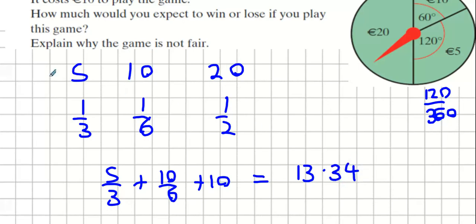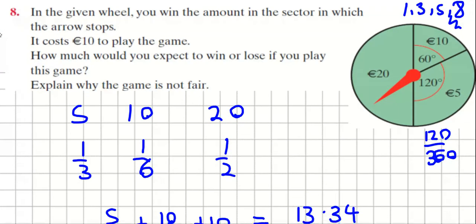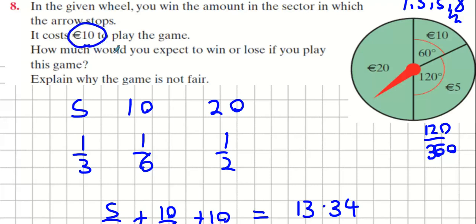And is this a fair game? No, it's bad on the casino, so to speak. They're going to lose money because every single time we pay a tenner, on average, we're going to win €13 and 34 cents. So that's not wise for them to have it at that price.